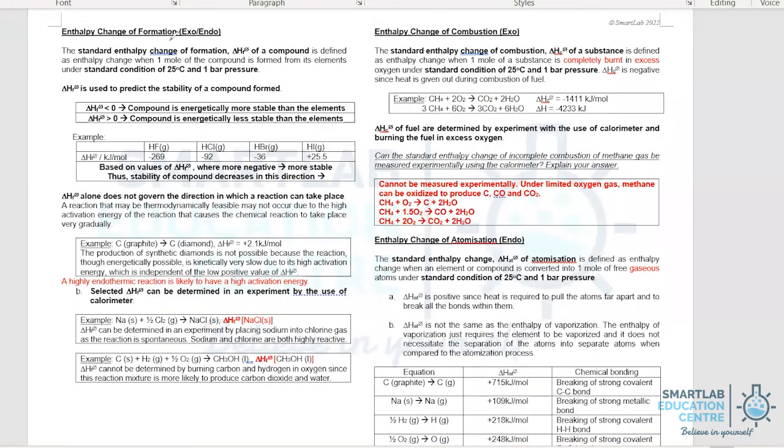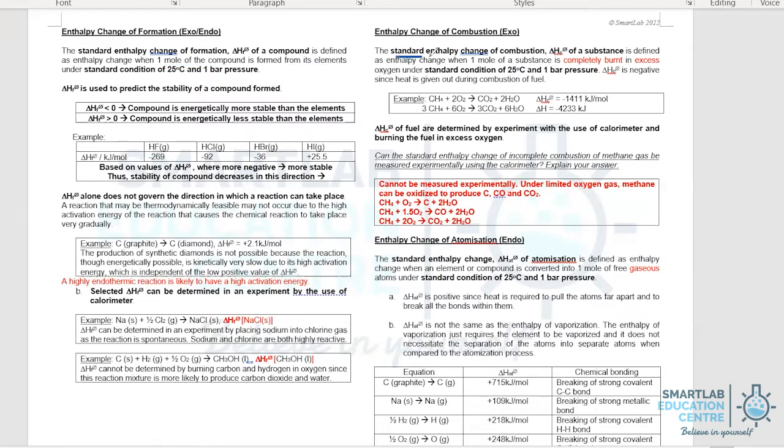The first one is the enthalpy change of formation. The standard enthalpy change of formation is to produce 1 mole of the compound from its elements under the standard conditions of 25 degrees Celsius and 1 bar. The more negative the standard enthalpy change of formation, the more stable the compound is.